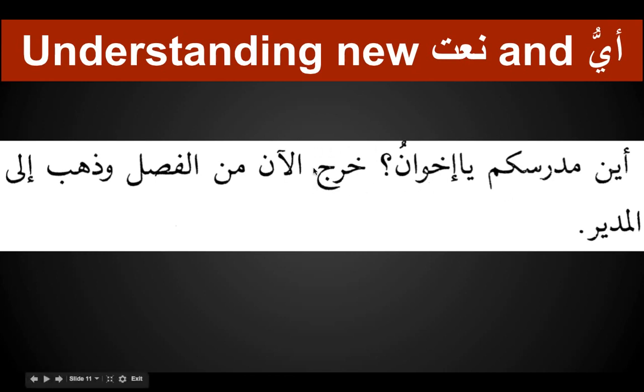Kharaja al-an min al-fasli. Kharaja is a Jumlatul Fa'liya. So here we have to look for a fa'il. We don't see any word with Dhamma here because al-an is the dharf. Min al-fasli. We know min is a harf jar, and we have ism majrur. There is no word with Dhamma. So it is mustatir, taqdiruhu huwa. And who does this huwa represent? Yadullu ala mudarrisu. Wa dhahaba. The same thing here. Fa'il mustatir taqdiruhu huwa yadullu ala mudarrisu. Wa dhahaba ila al-mudir. So the teacher went. Now he went out from class and went to the head teacher.